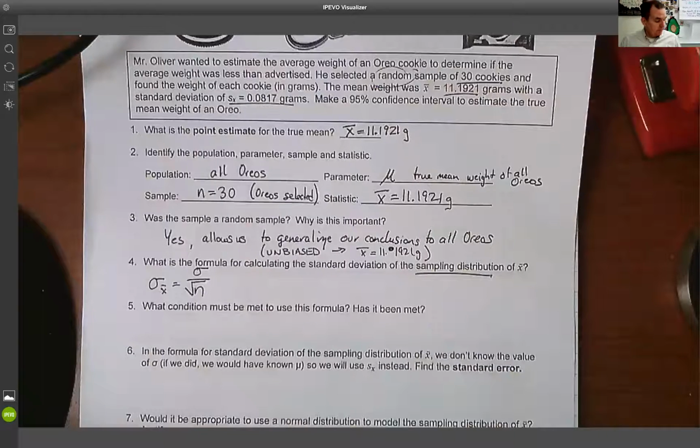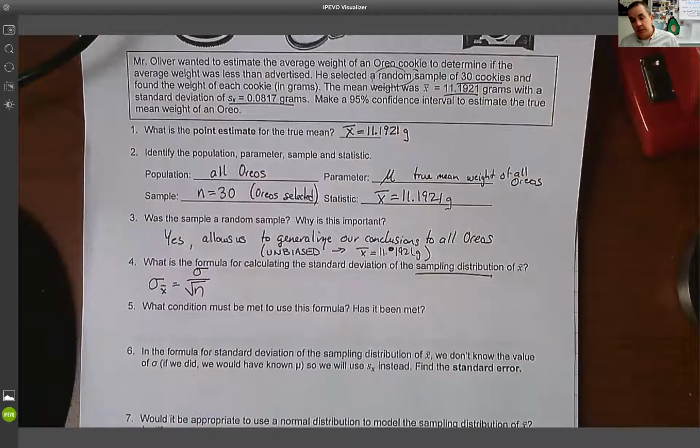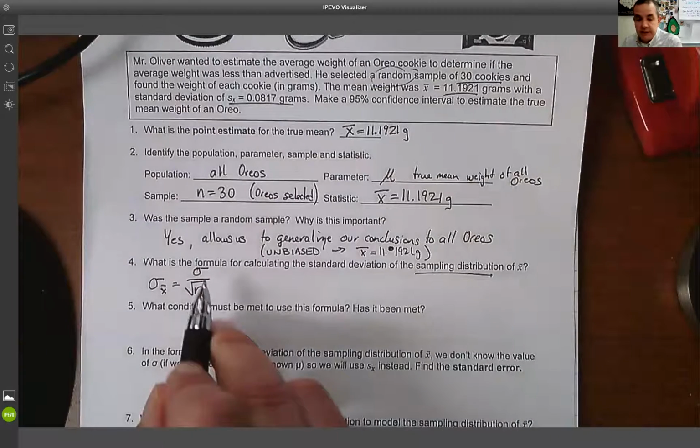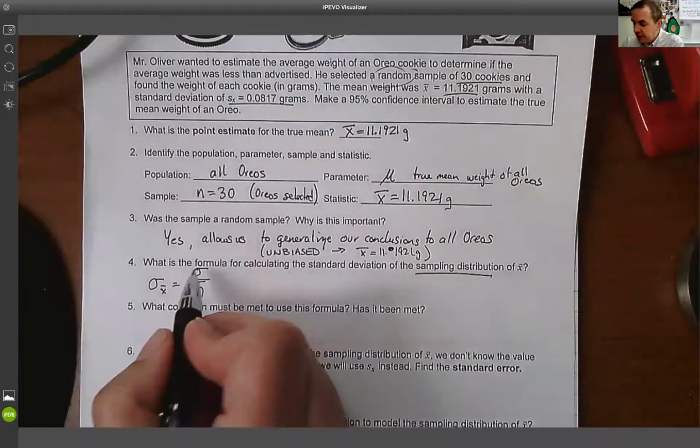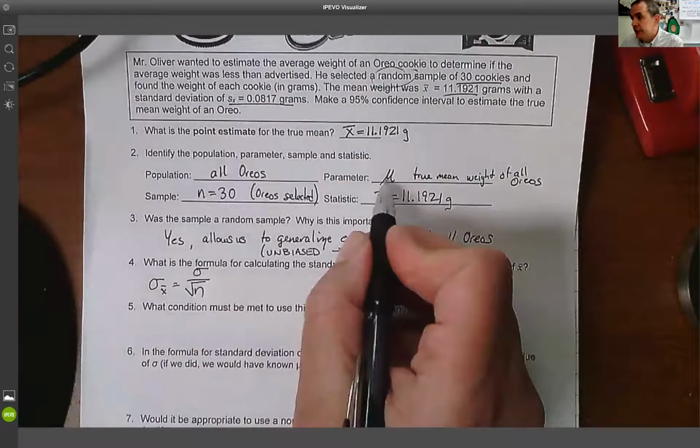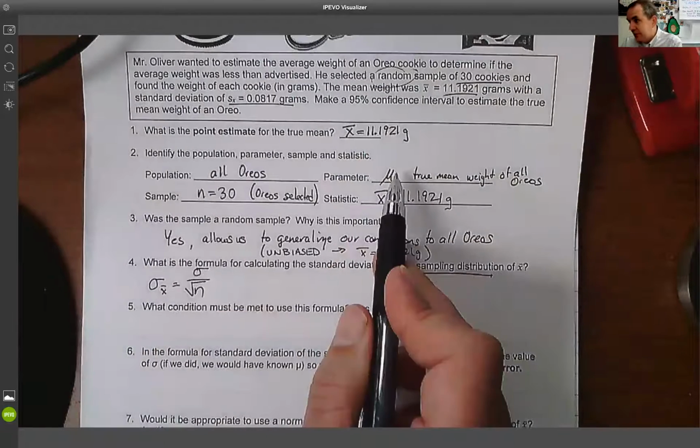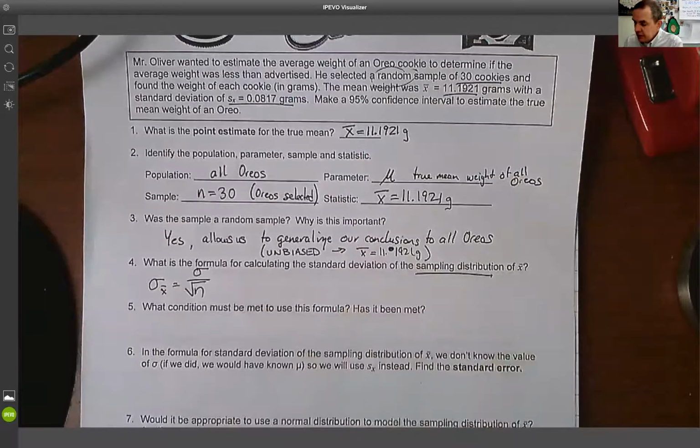Now, here is the deal. We don't know the real standard deviation, because if we actually knew the real standard deviation, there would have been no point to do this whole exercise, because to know this is to know this mean. I need this answer to calculate this.